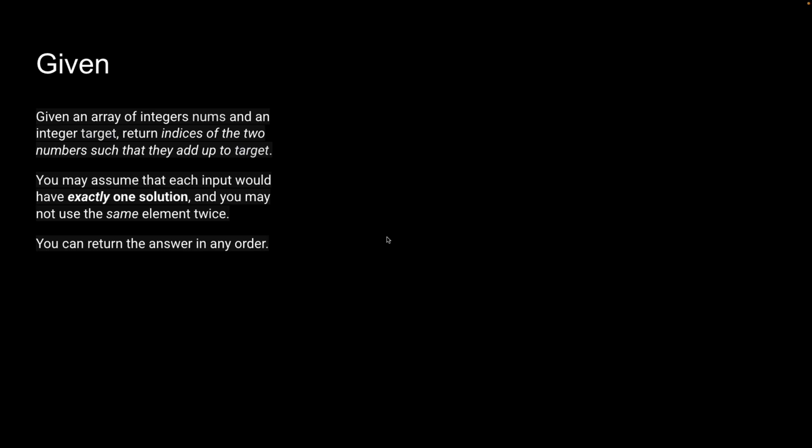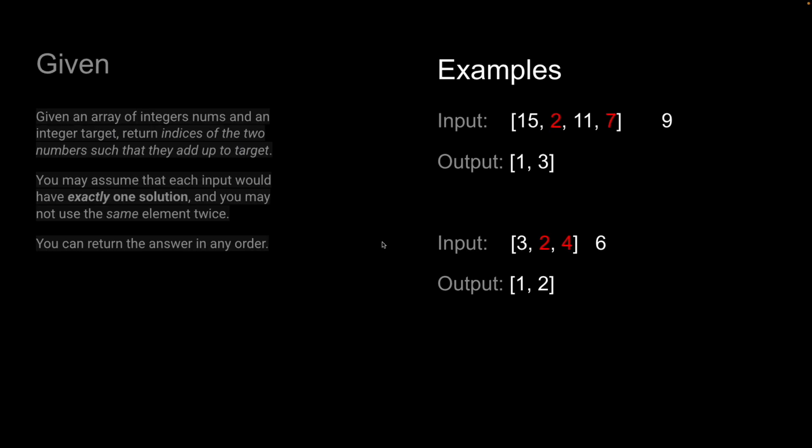Let's review these examples. Here our target number is 9 and the output is 1 and 3, which are indices of 2 and 7. In the next example, the target number is 6, which is a sum of 2 and 4, and the indices of these numbers are 1 and 2.